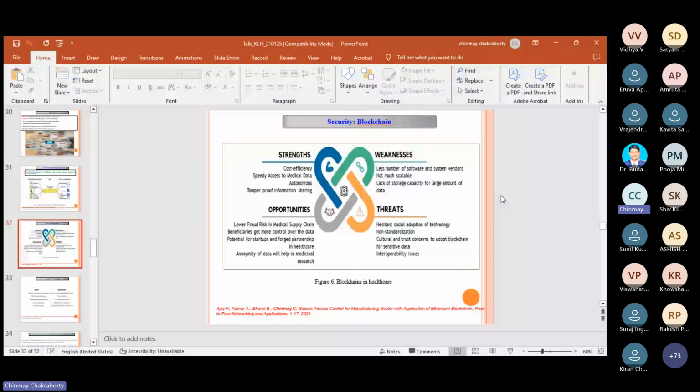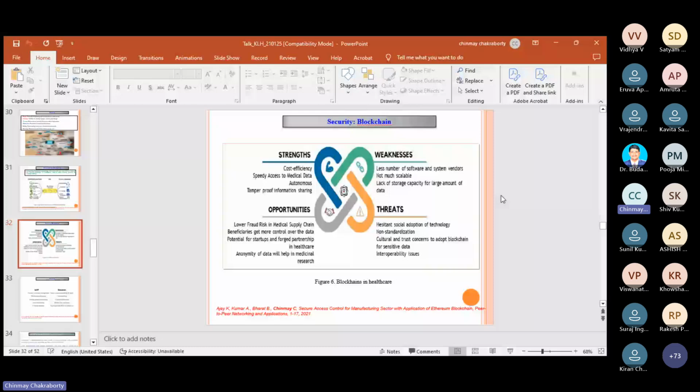In this sector, basically, strengths, weaknesses, opportunities, and threats. Strengths are cost efficiency, speedy access to the medical data, and autonomous, tamper-proof information sharing. Weakness means there is a small number of software and system vendors involved, so it is not very scalable, or you can say a lack of storage capacity for the large amount of data. But large amount of data, we have already discussed, because of patient-centric data each and every data is vital, so we need to preserve that kind of data.